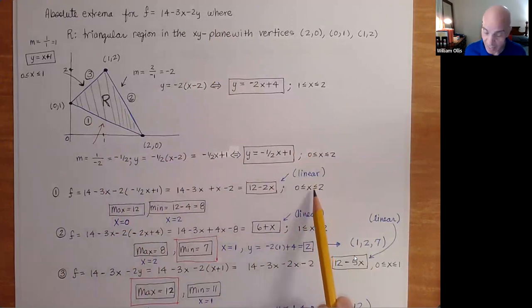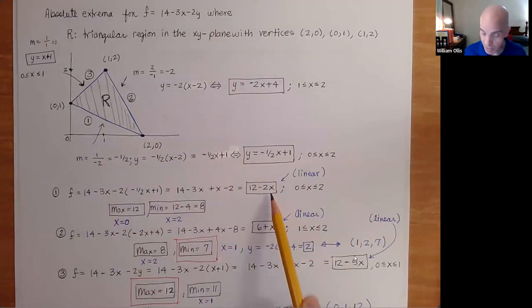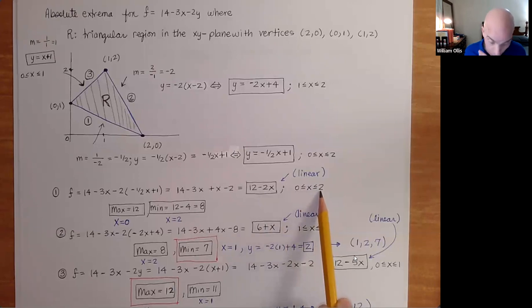Okay, well, this is a linear function, and it's decreasing. So the maximum must be at the left endpoint, and the minimum must be at the right endpoint. So we just substitute 0 to get the max, we get 12, and we substitute 2 to get the min, and we get 12 minus 4, which is 8.